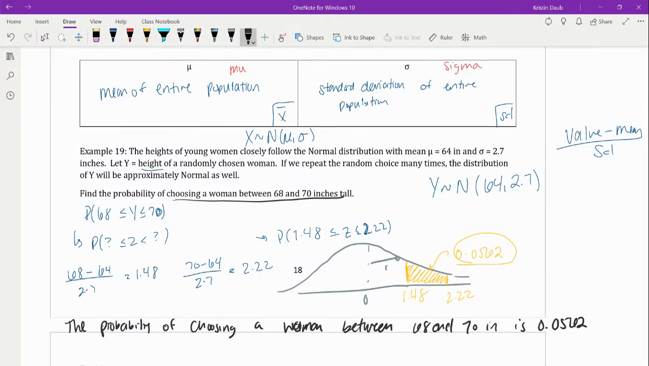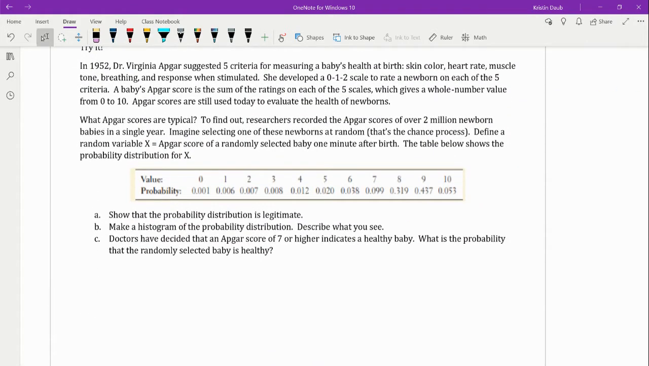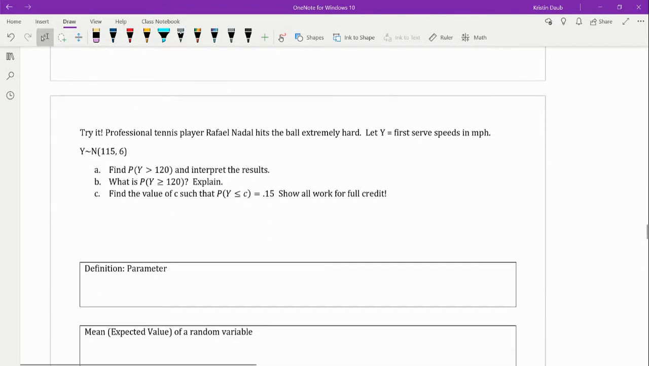All right, the problem on the next page we're going to do in class together. This is a discrete random variable, so we'll do that one in class. Let's look at the second Try It on the next page, page 20. This is a continuous random variable because we have this information that y is normally distributed. We're looking at a professional tennis player who hits the ball extremely hard. So y is his first serve speed in miles per hour.